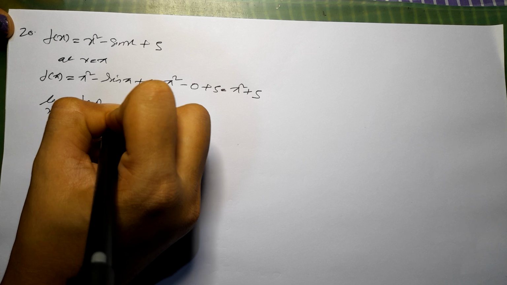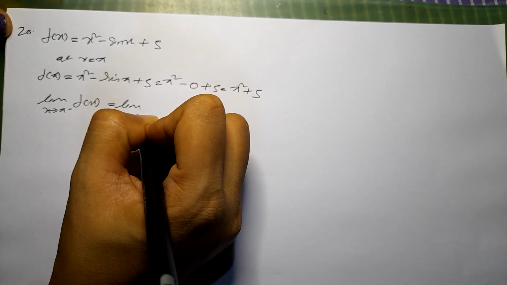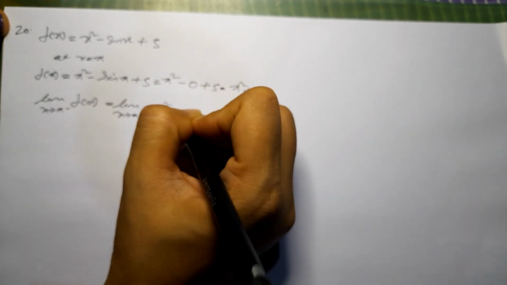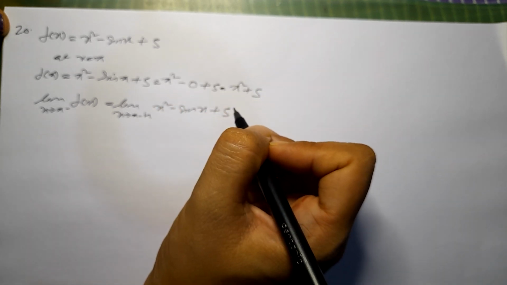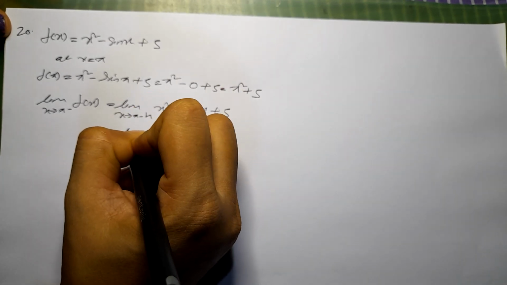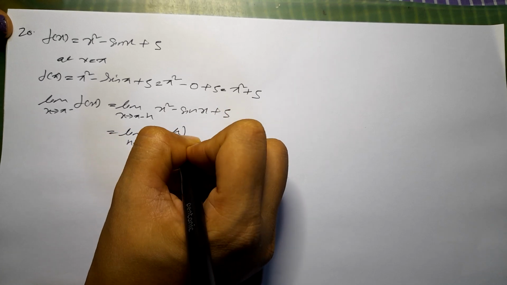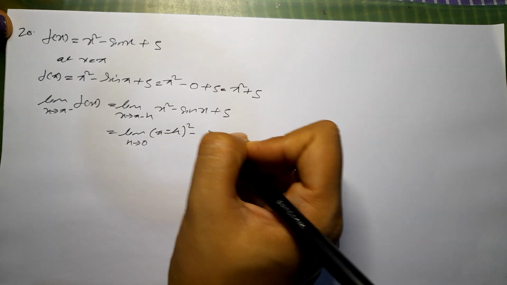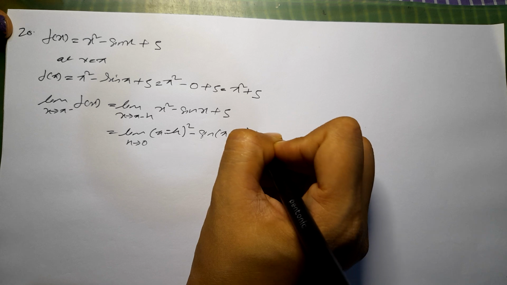So how much we are going to deduct, reduce, you don't know. So we are going to take x tends to pi minus h. So f of x will be x square minus sin x plus 5. Instead of x, now it will be replaced with pi minus h. So limit h tends to 0, (pi minus h) whole square minus sin (pi minus h) plus 5.